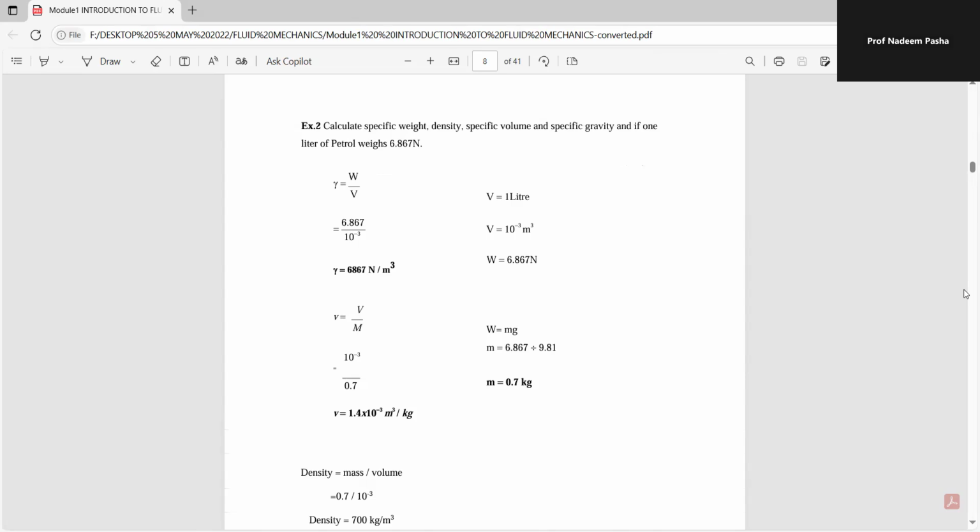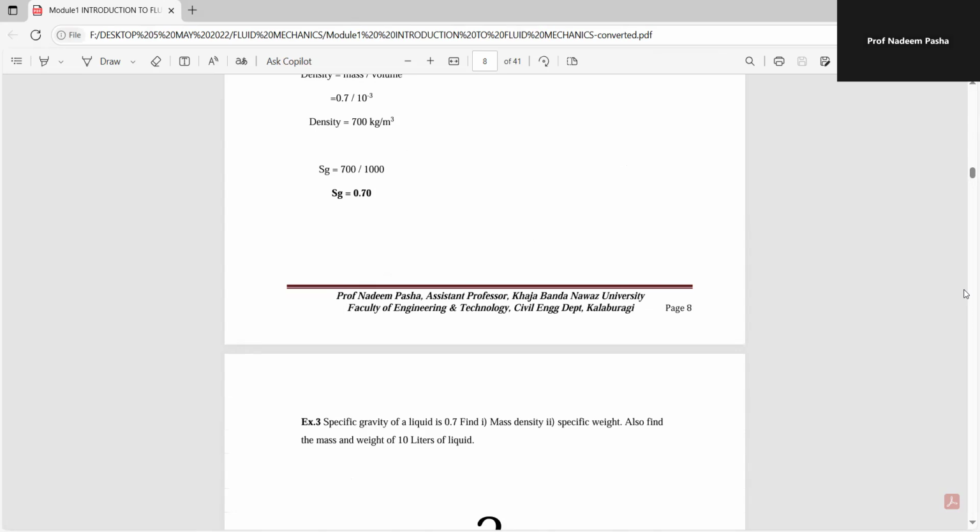Even if you go to petrol pumps for filling the tanks of your two-wheeler or four-wheeler, you might observe that on the petrol pumps there will be written the density of petrol and all. You just observe it next time whenever you go. Finally, specific gravity of petrol.